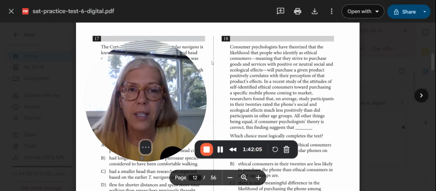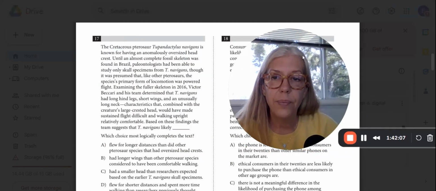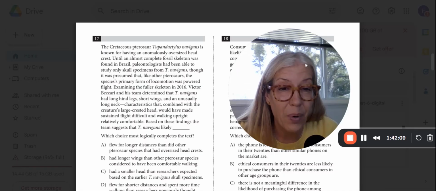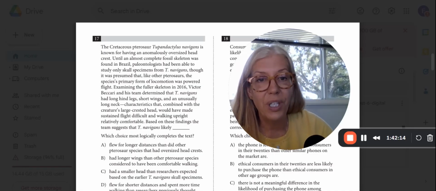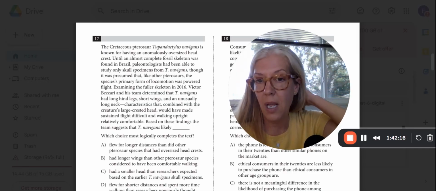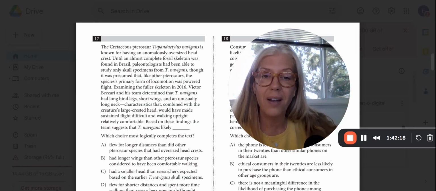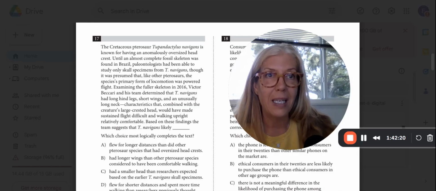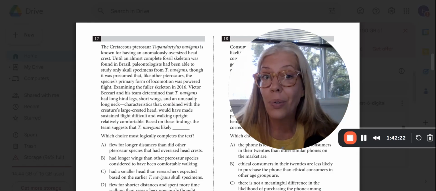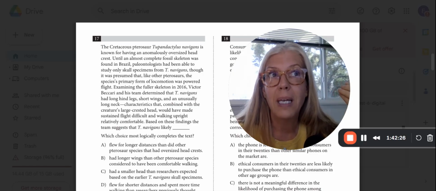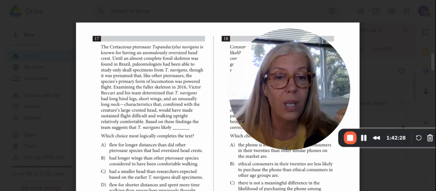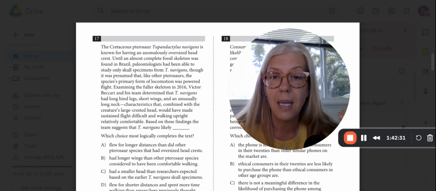The last two. When I get to logically completes the text, I always feel good. There are two things you have to remember about logically completes the text. Number one, the main idea. You're coming up with the main idea statement and logically completing the text that aligns with it. Kind of similar to what we were doing with the tables, where we came up with a main idea statement and looked for the answer that supported it.